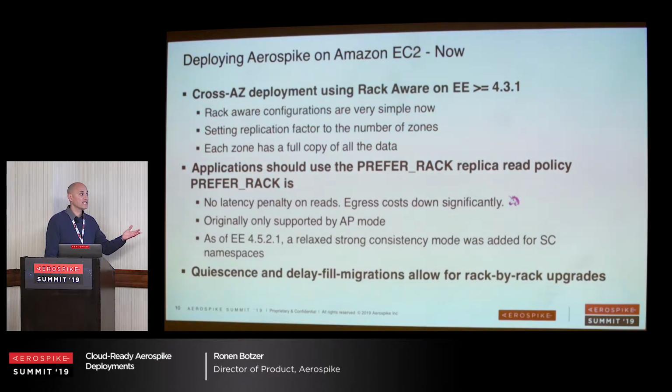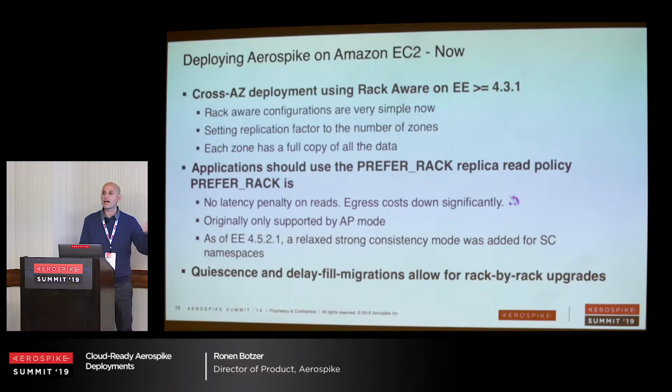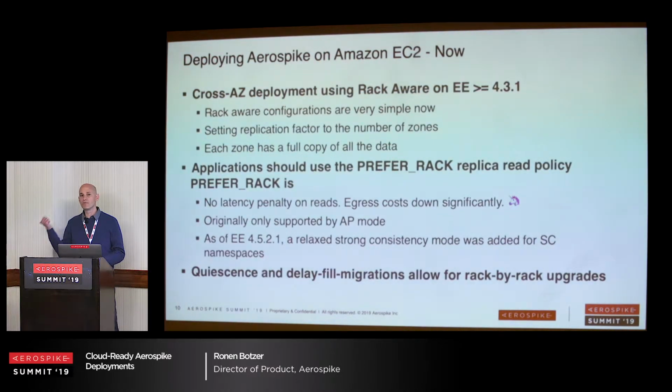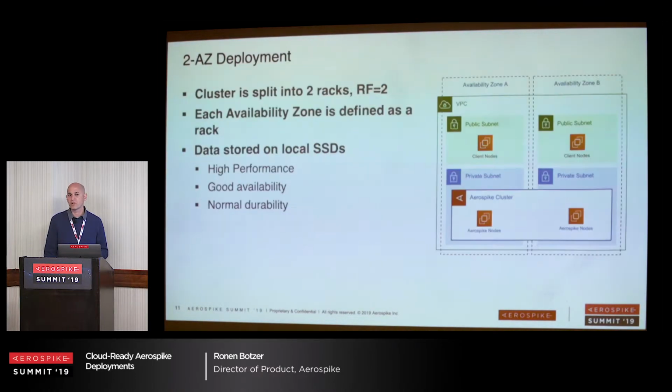And again, using this combined with quiescence and delayed failed migrations allows you to do things like rack by rack upgrades. You can now quiesce an entire rack, wait for all the proxy stuff to end, and take the whole thing down, upgrade all the nodes in the whole zone together, bring it back up, unquiesce them, and then move to the other rack. For rolling upgrades, that's really sped things up compared to how slow and cumbersome it used to be before. And the farther we go back in time, the more cumbersome it is.